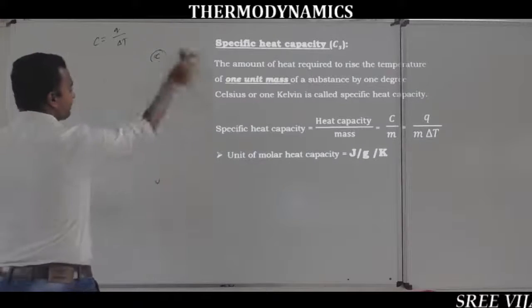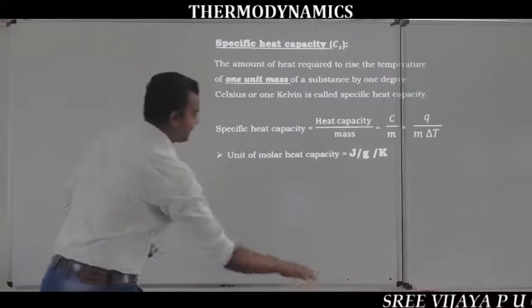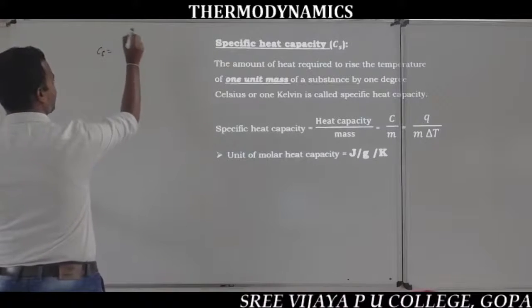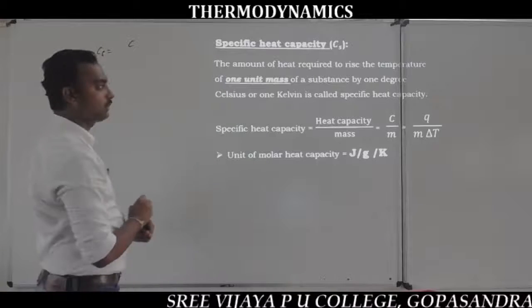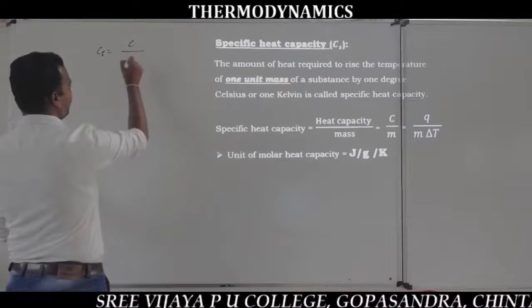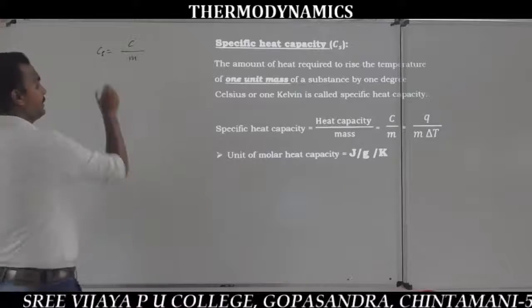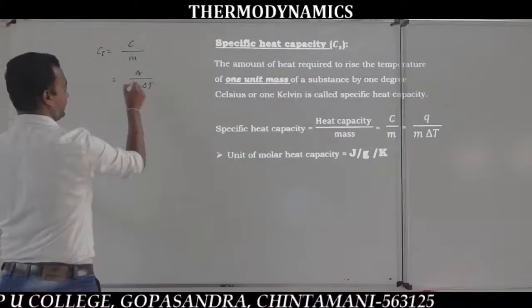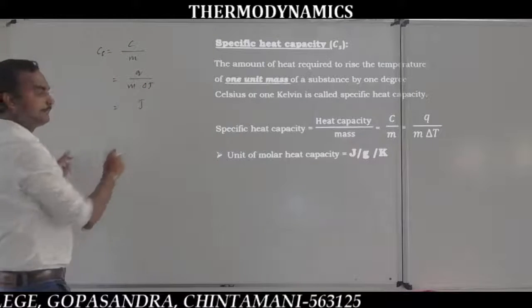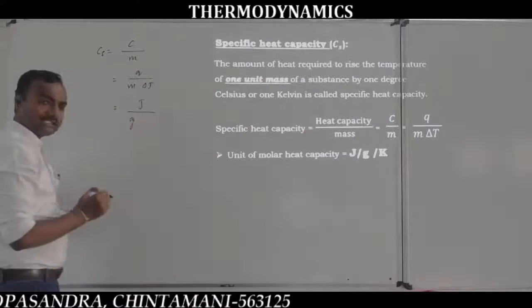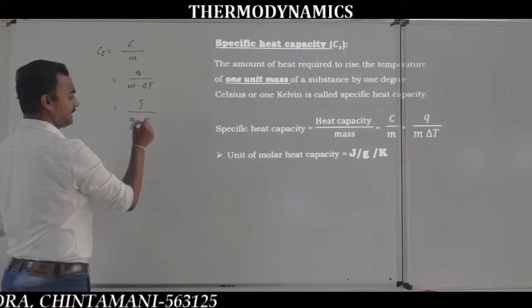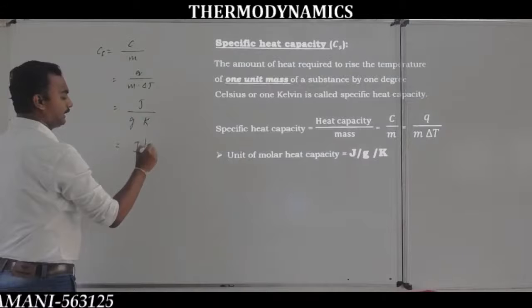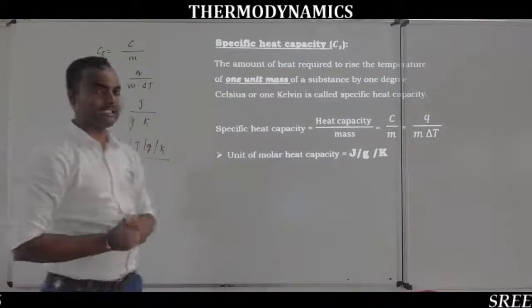Again the equation is simple. Specific heat capacity, Cs: the amount of heat required to raise the temperature of a substance is called heat capacity, divided by unit mass, that is taken as M. So heat capacity is equal to Q divided by delta T, and this is M. Q has the unit joule, M is mass measured in grams, and delta T is measured in Kelvin. Therefore joule per gram per Kelvin is the unit of specific heat capacity.